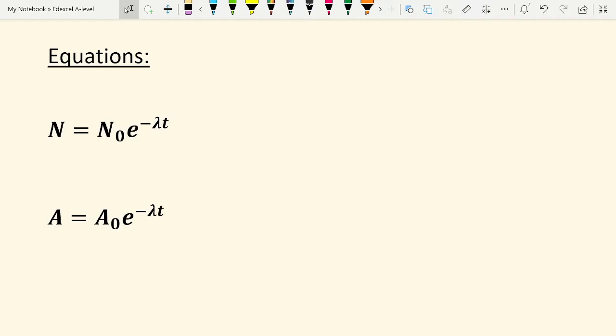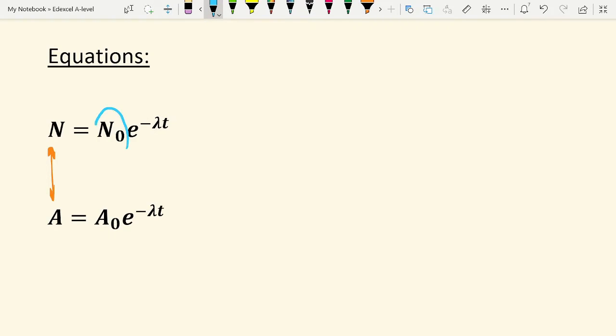These are the equations that control this graph, and as you can see, they're exponential equations, and they are exponentially decreasing equations because of the presence of this negative. Now, these, again, N is proportional to A, and A is proportional to N. So remember that these equations are basically interchangeable depending on what you have on your y-axis. And what are these telling us? So let's focus on the N equation for the moment.